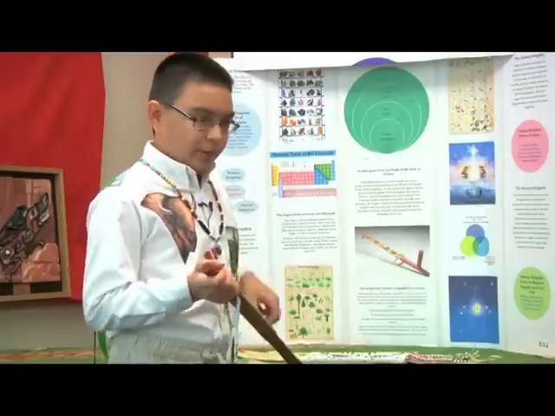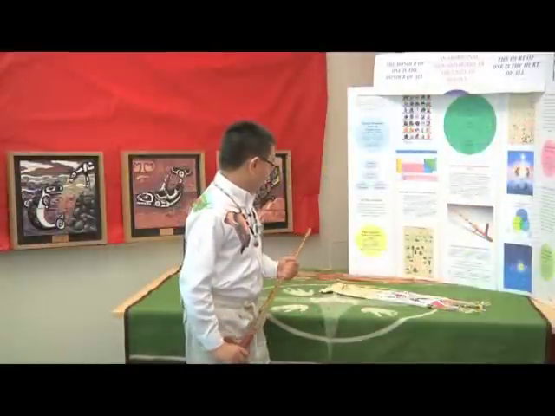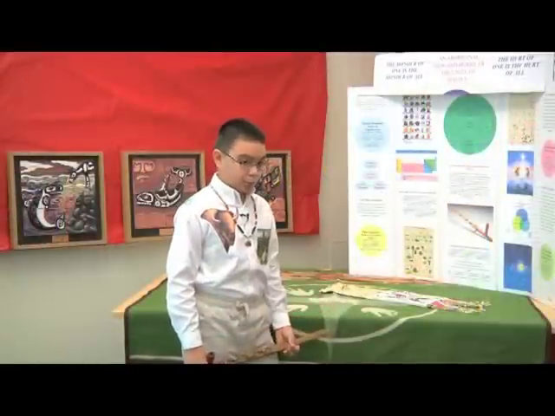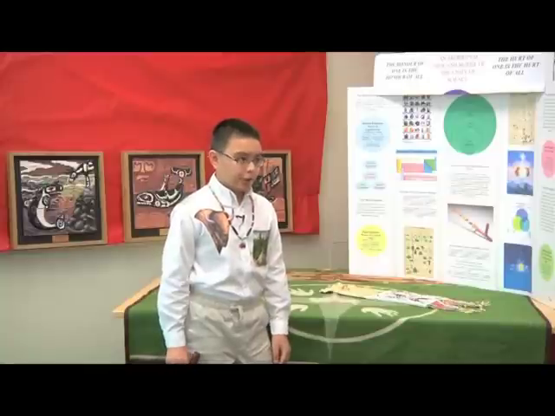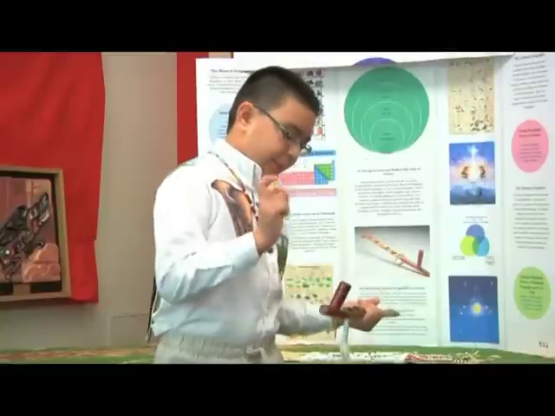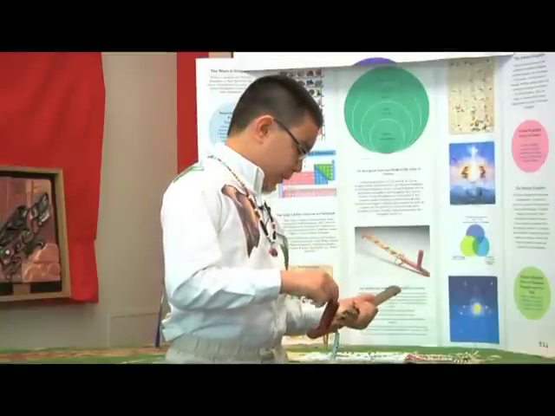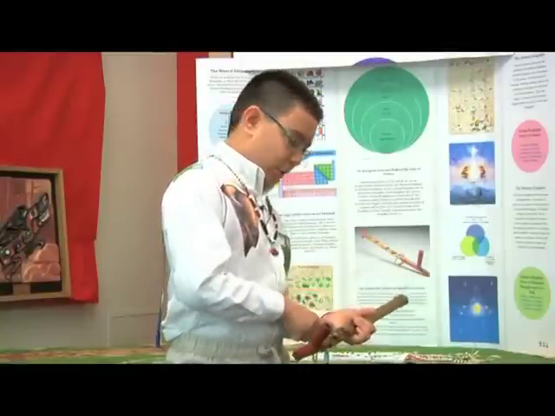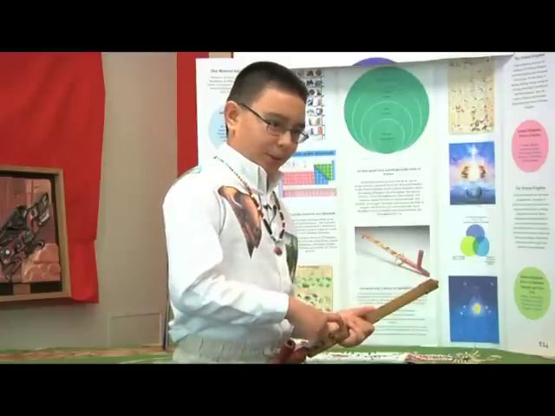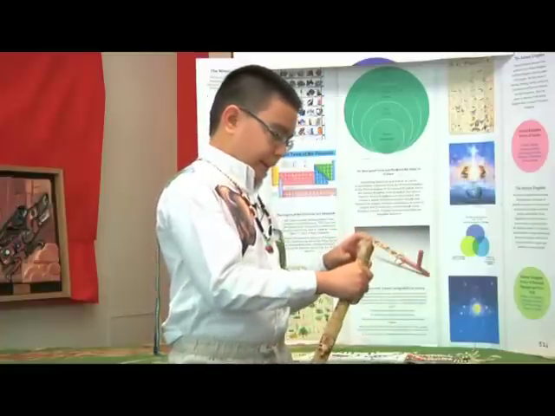Like, it's supposed to represent, this represents human, animal, mineral, and plant, but it also represents the way that Aboriginal people thought about elements and that stuff. Like, this would be earth. And this would be fire. This turtle here would be water. And then this would be air right here.